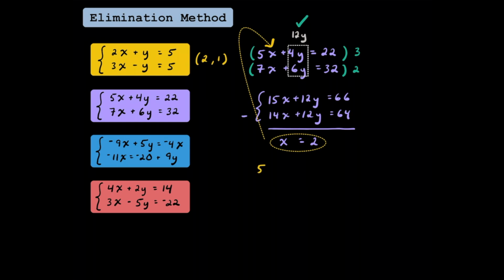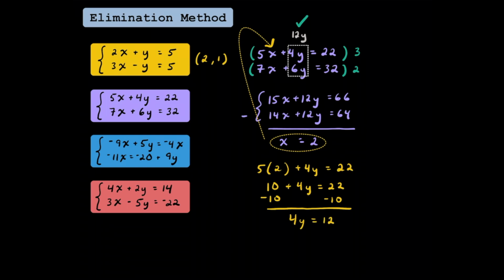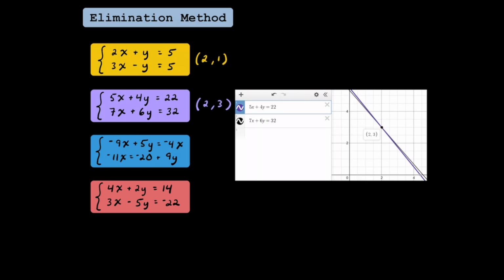When we substitute, we get 5 times 2 plus 4y is equal to 22. 5 times 2 is 10, so we're going to get 10 plus 4y is equal to 22. We'll subtract 10 from both sides. 10 minus 10 is 0, so we can say 4y is equal to 12, since 22 minus 10 is 12. And we're going to divide both sides by 4, and we can say y is finally equal to 3. Our solution here is just going to be 2, 3. Here we can see the graph checks out.